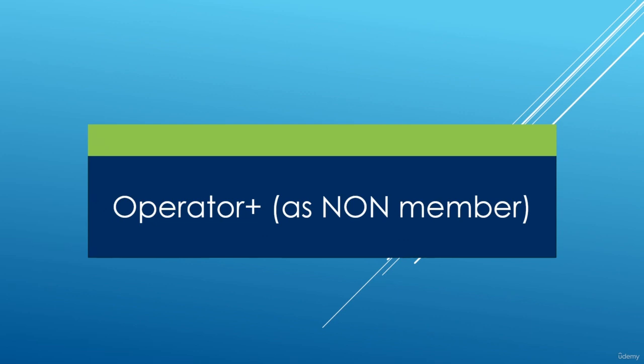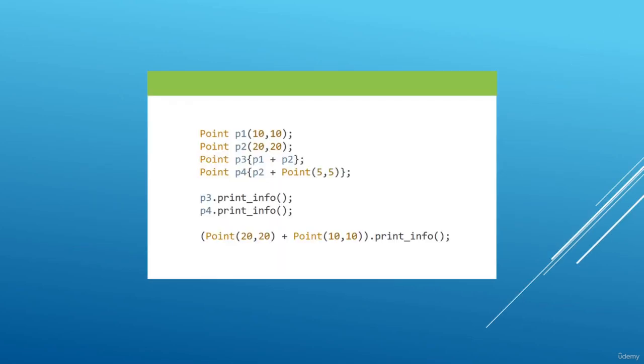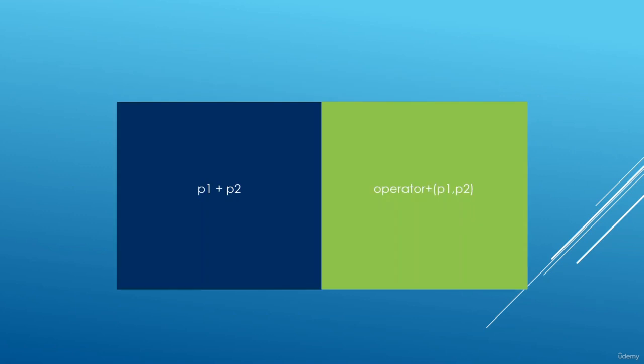In this lecture, we're going to see how we can set up our operator plus as a non-member function of our point class. And again, what we want to do is something like this. It is going to be exactly the same thing we did in the last lecture, but the implementation that makes this work behind the scenes is going to change a little bit.